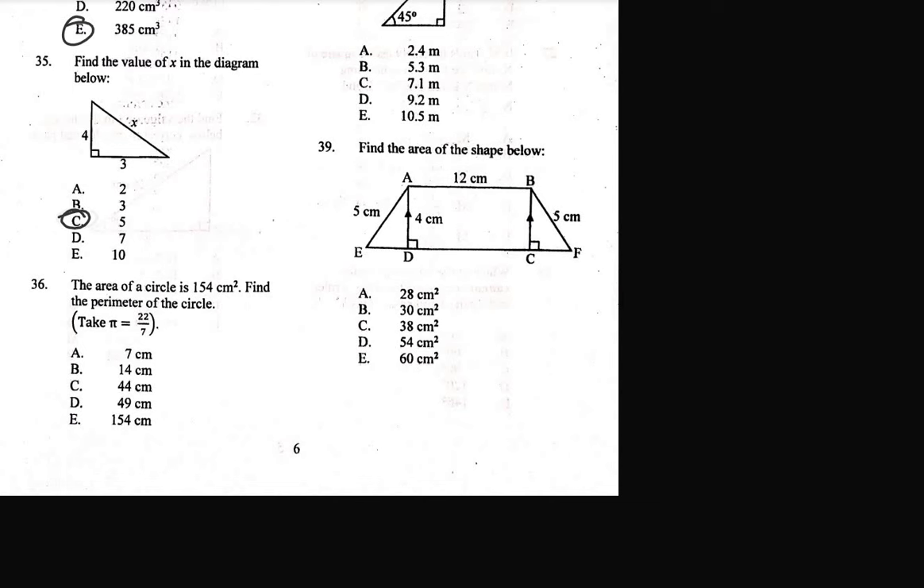For question 36, the area of a circle A is 154 centimeters squared. Find the perimeter of the circle. Perimeter of a circle is the same thing as circumference of a circle, which is 2 pi r. We can't get that without the radius. However, area of a circle is pi r squared. Since the area has been given to us, pi r squared equals the area, which is 154. Remember, pi stands for 22 over 7. r squared equals 154.